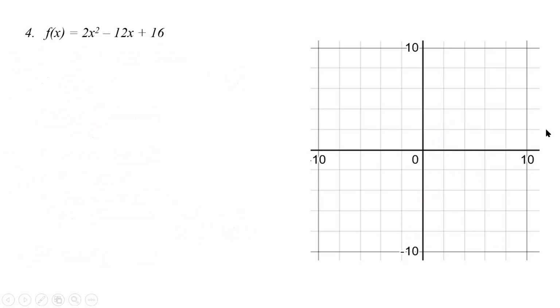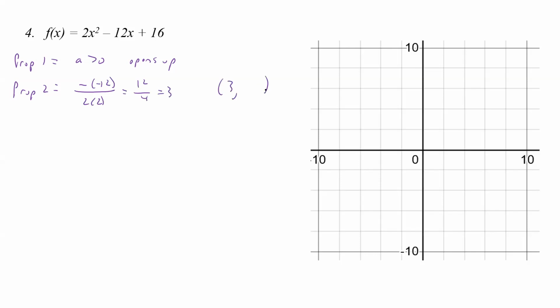All right, what about this one? Okay, well here we have property 1: a is greater than 0, so it opens up. Property 2, here we have negative negative 12 over 2 times 2, so that's going to be 12 over 4, which is 3. So 3 comma.